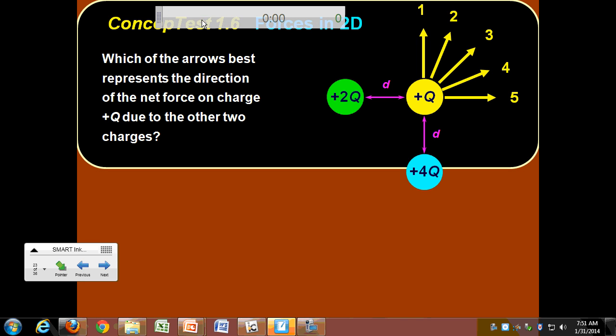Which arrow best represents the net force? We had one similar to this. A, B, C, D, E. Yeah, I used 1 through 5 as A3. Sorry, I think I changed all those.